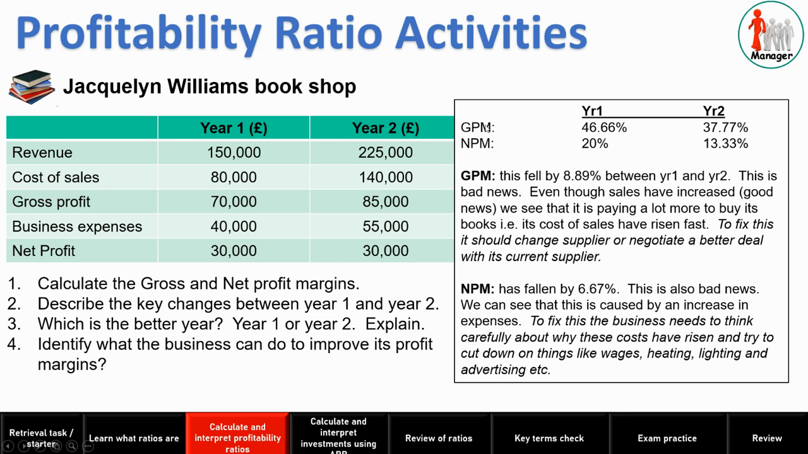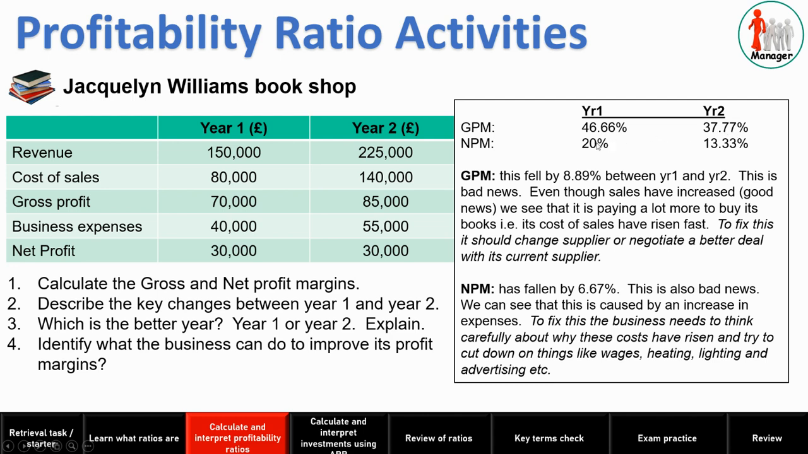So gross profit in year one is 46.66%. Well, where did I get that from? So gross profit margin, remember, is gross profit 70 divided by 150 multiplied by 100. And that gives us 46.6% in year one and 37.7% in year two.